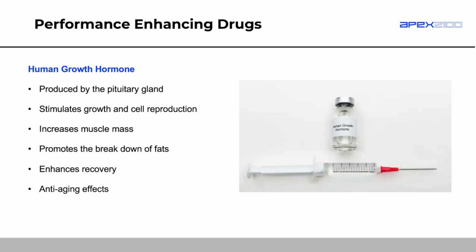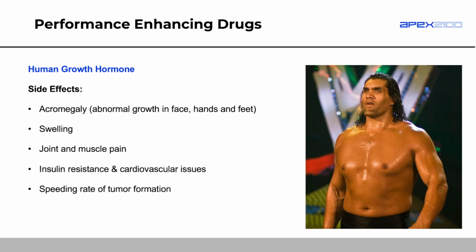So human growth hormone is a really interesting hormone. Even if you have scars on your body, if you take human growth hormone, they're much more likely to go away. So it can affect a lot of things. It just basically promotes the body to keep growing and keep repairing, but there are some really nasty side effects. So acromegaly is an abnormal growth in the face, hands, and feet.